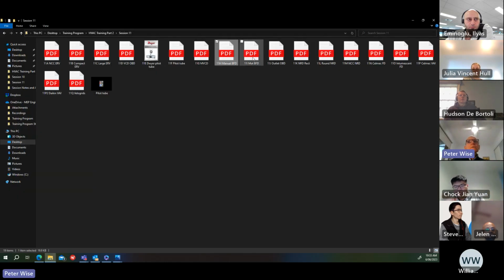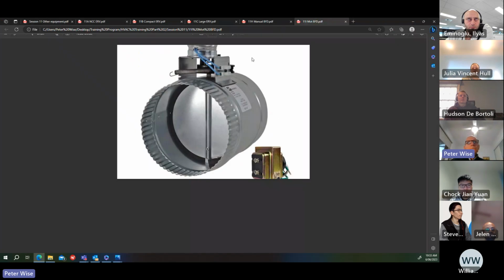And I have a picture of one of those. Not a very good one, but there's a little motor sitting on top there. And in this case, your temperature control system is just sending a signal to that motor to operate the damper inside the spigot.